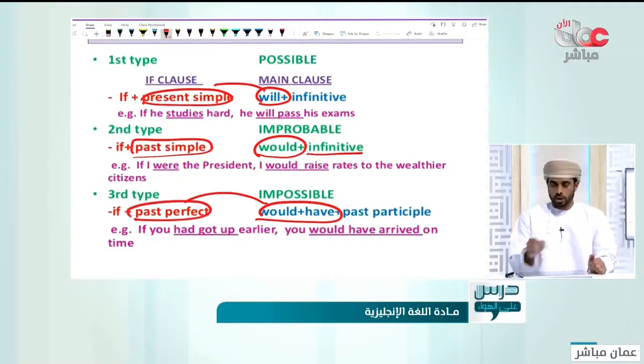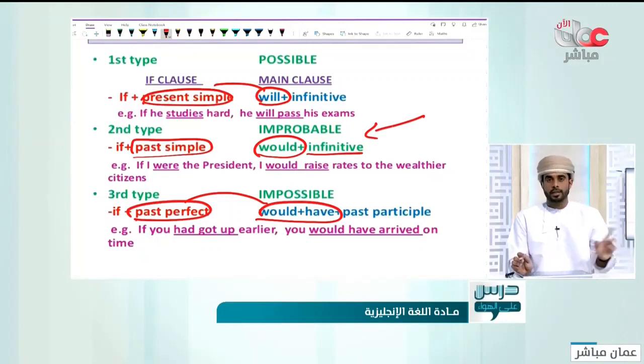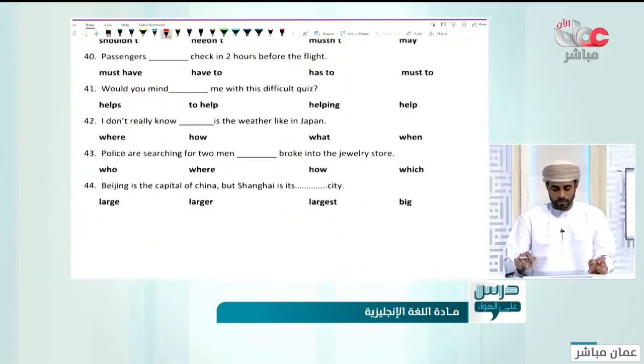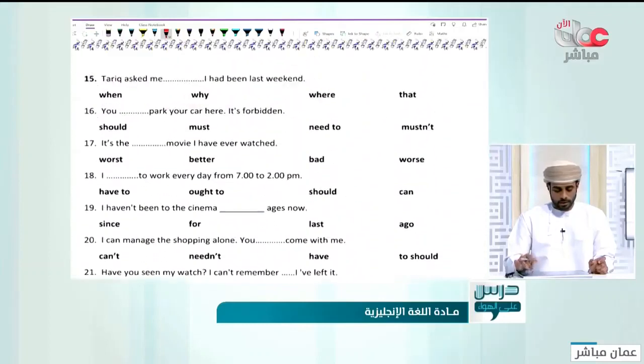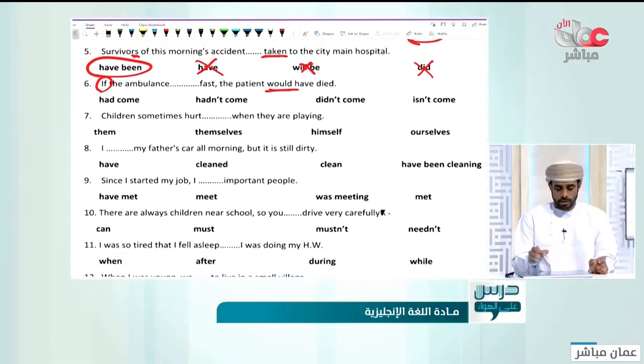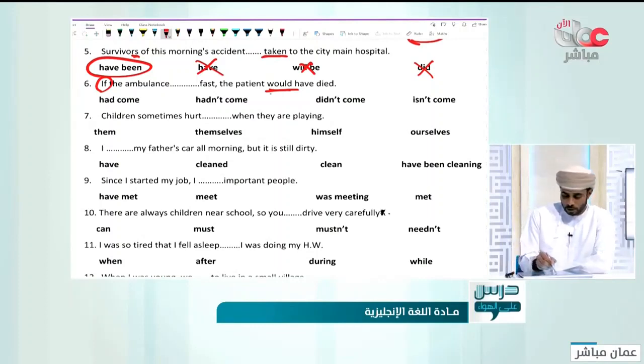In which the question we have what? Would. So what should we have? Past simple in the if clause. Let's go back and see. Which one was that? Good. Let's see. In here, if the ambulance fast, the patient would have died. Which one of those is the past simple? Let's see. Would. Oh, in here we have would have died. So which one? Remember, would have died.